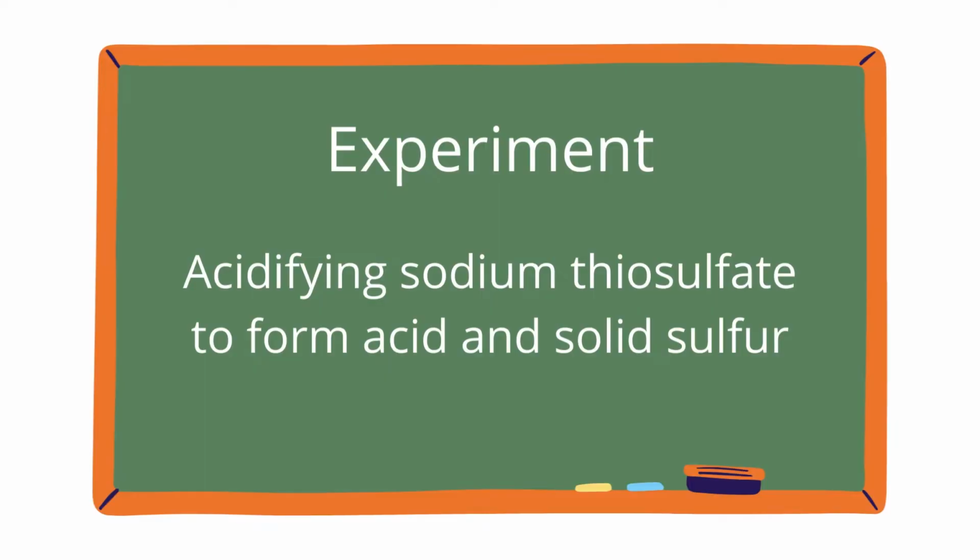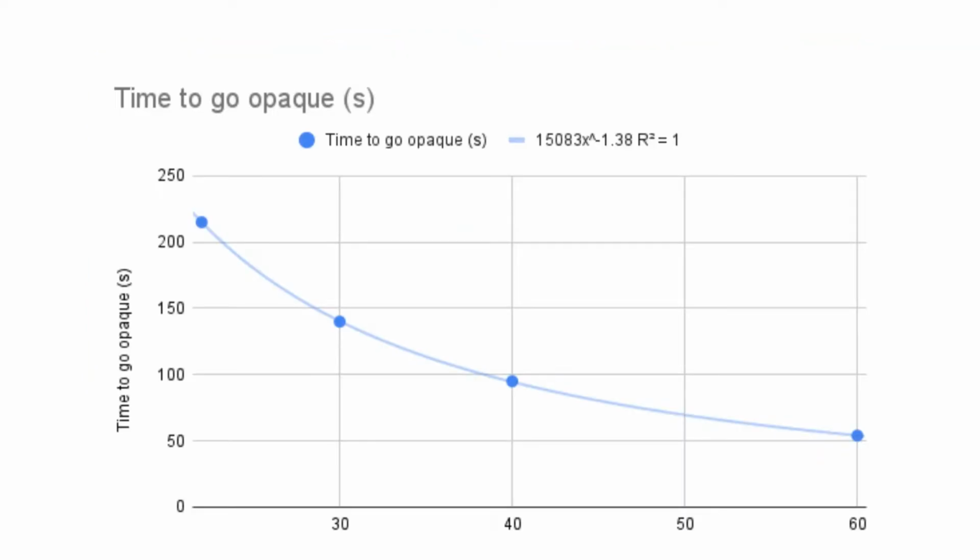This relationship was examined by acidifying sodium thiosulfate to form acid and solid sulfur. The time taken to become opaque was measured when the reactants were at a temperature of 22 degrees. We then repeated this at temperatures of 30 degrees, 40 degrees, and 60 degrees. The results showed that the time needed to react decreased as the temperature increased. An inverse power relationship can be seen in this reaction.